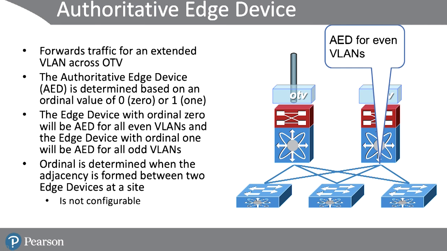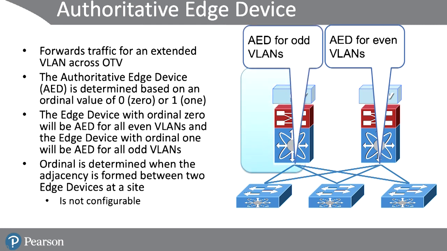Authoritative edge device, or AED. The AED is responsible for forwarding the traffic for an extended VLAN across OTV. The AED advertises MAC address reachability for the VLANs it is active for to the remote sites through the OTV ISIS control plane. The AED is determined based on the ordinal value of 0 or 1, which means that the edge device with the ordinal value of 0 is the AED for all the even VLANs, and the edge device with the ordinal value of 1 is the AED for all the odd VLANs. This ordinal value is determined when the adjacency is formed between the two edge devices at a site and is not configurable. Thus, all this process is automatic.